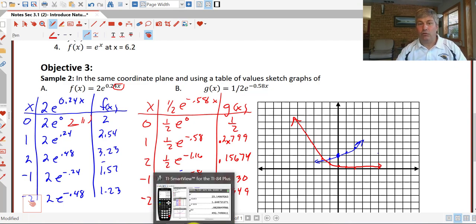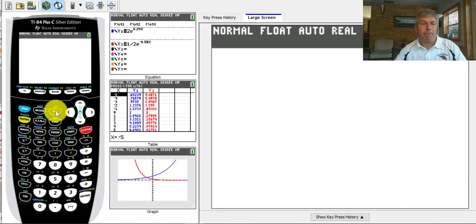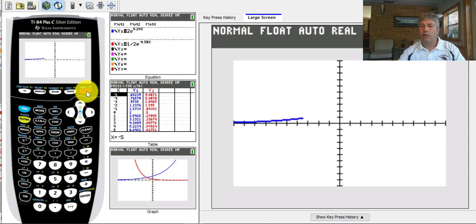Another way to do this is you could just put the values into your graphing calculator. So if you take a look here, prior to the video, I put the equations into my graphing calculator, and I plotted them both. So the 2 e to the 0.24x was in blue, and the red is the 1/2 e to the negative 0.58x, and sure enough, I got graphs that look a little bit like my sketch. So here's A, and B is in red.